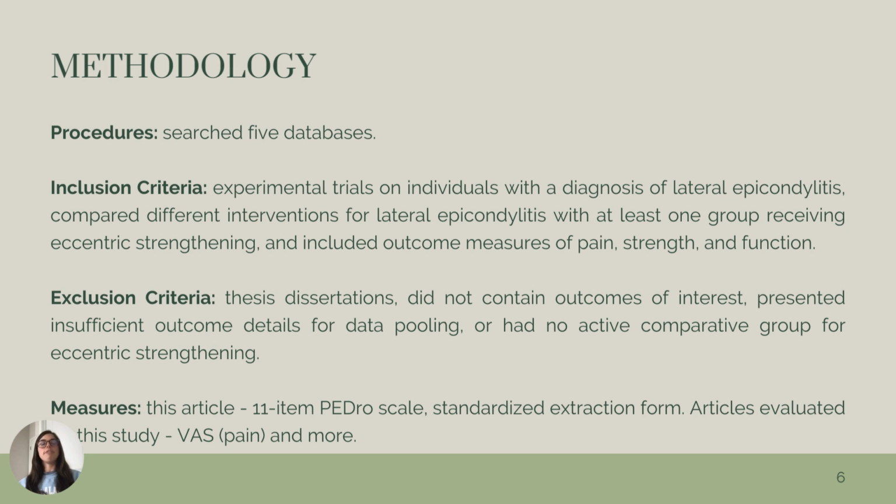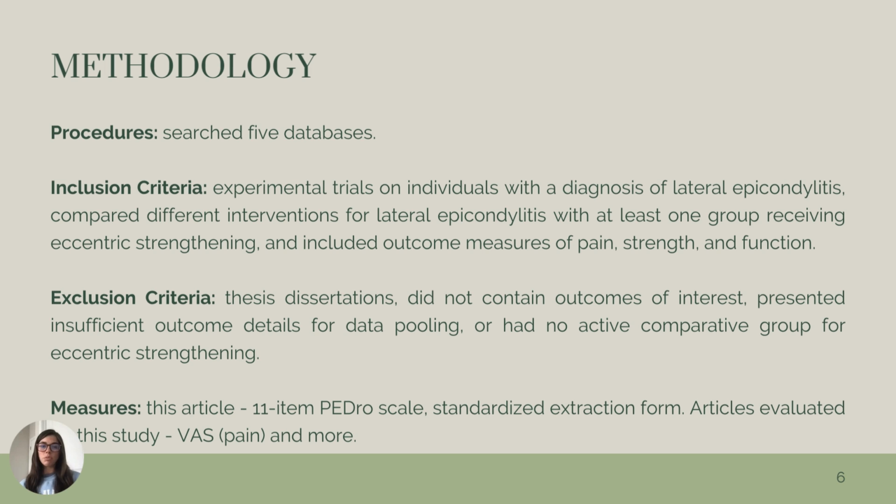these articles that they found had to have the following: experimental trials on individuals with a diagnosis of lateral epicondylitis, and they had to compare different interventions with at least one group receiving eccentric strengthening. And what I mean by one group is control and your treatment group. One of them had to receive eccentric strengthening, and then included outcome measures of pain, strength, and function.